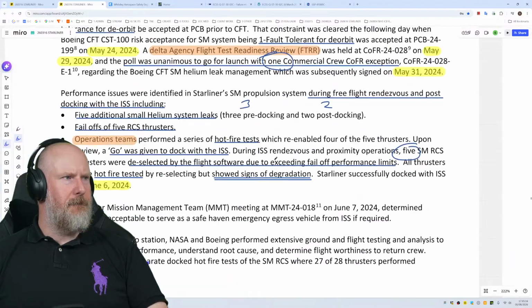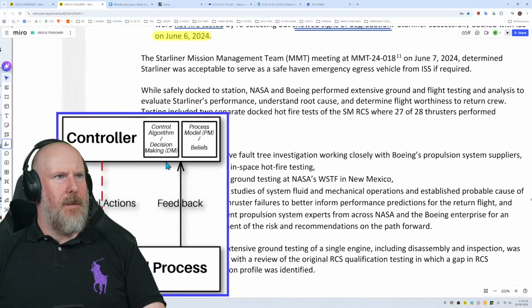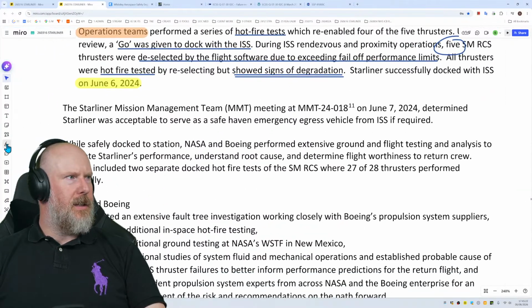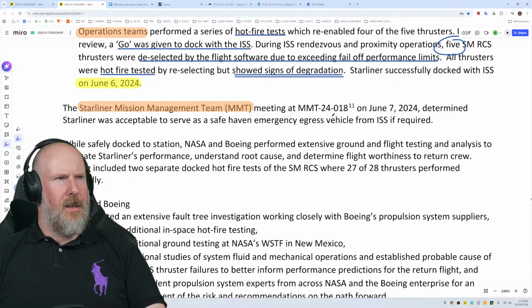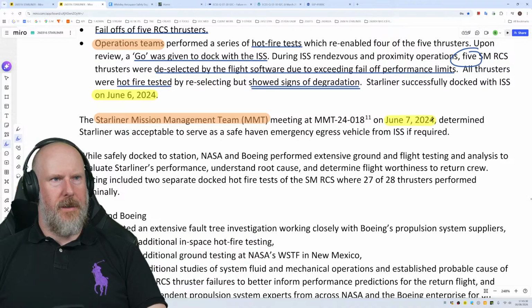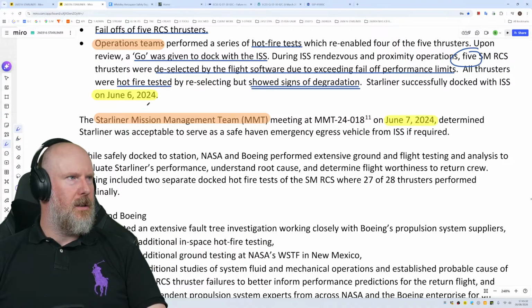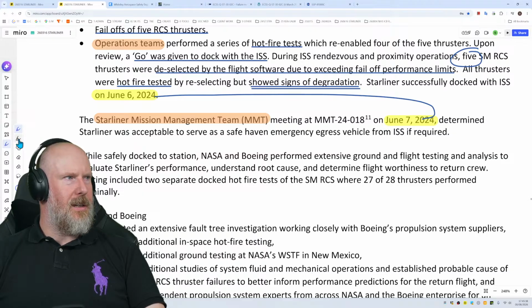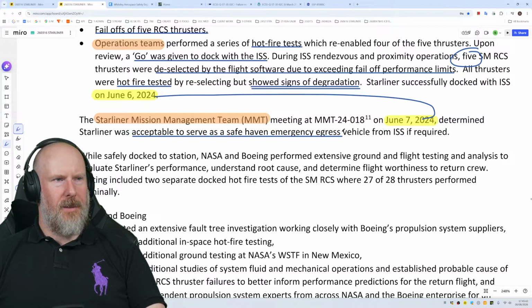Yeah, okay, right. So the Starliner mission management team meeting. So this is definitely a candidate for inclusion in the control structure. On the 7th of June, so this is the day after it successfully docked, determined Starliner was acceptable to serve as a safe haven emergency egress vehicle from ISS if required.